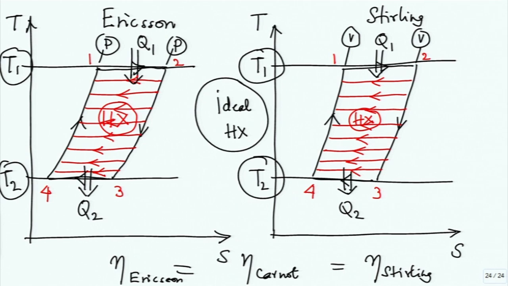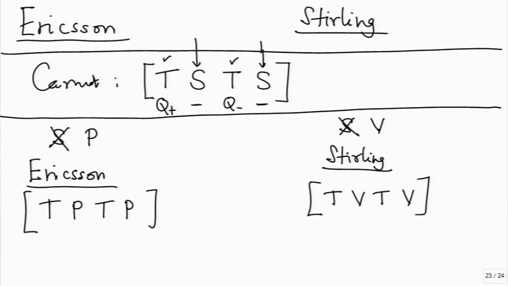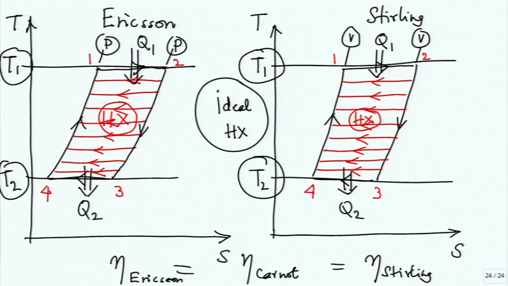Now, Ericsson cycles and Stirling cycles are modifications of the Carnot cycle. They continue to have the Carnot efficiency under the same idealized conditions, but require an ideal heat exchanger. And to some extent, they allow us to mitigate the characteristic of a Carnot cycle, that the work ratio is very nearly equal to 1. The disadvantage of Ericsson and Stirling cycles is you need an ideal heat exchanger, which is very difficult to have in practice. And in spite of having an ideal heat exchanger, the work ratio does not significantly decrease below 1. It decreases, but doesn't significantly decrease below 1.